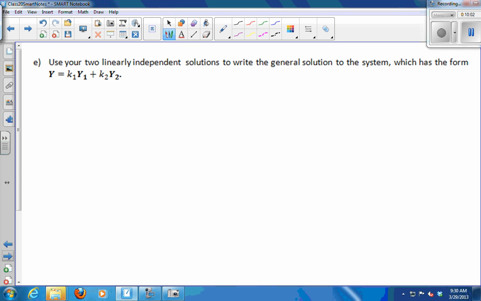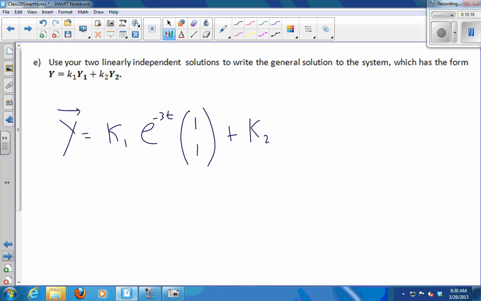Okay, so I can combine them into one general solution, k1 times y1, which is e to the negative 3t times (1, 1), plus k2 times y2, which is e to the 2t times (11, 6). And you can multiply it out or not, as you prefer.